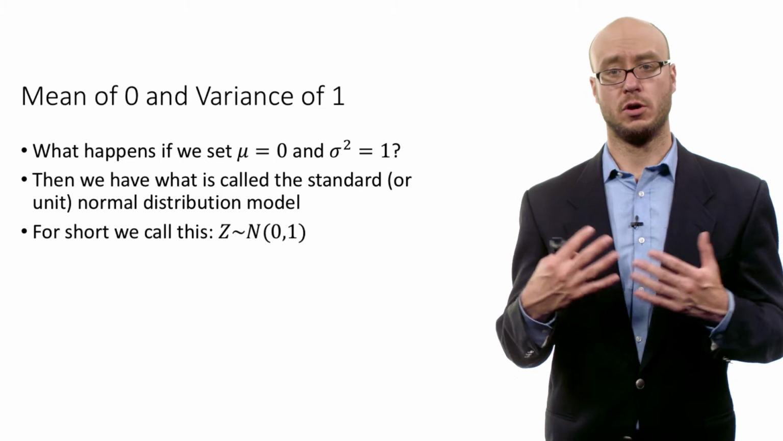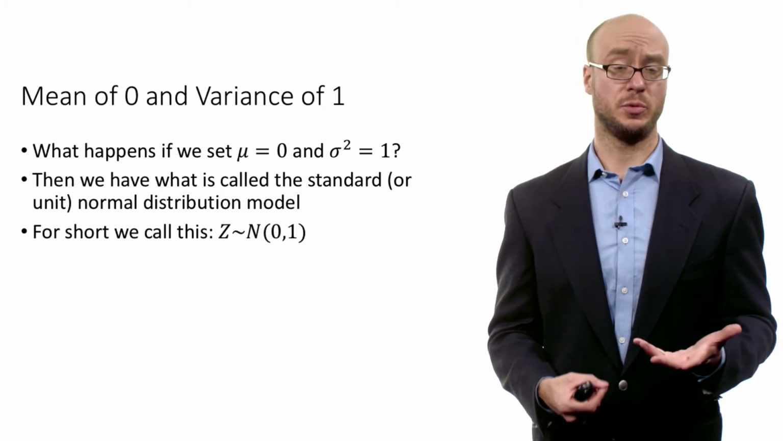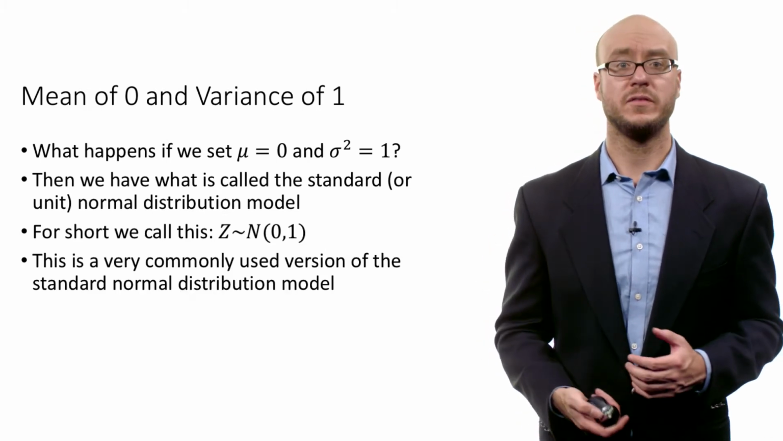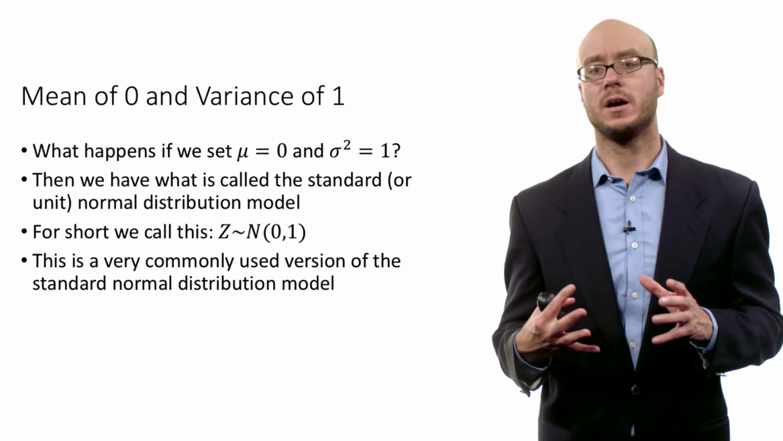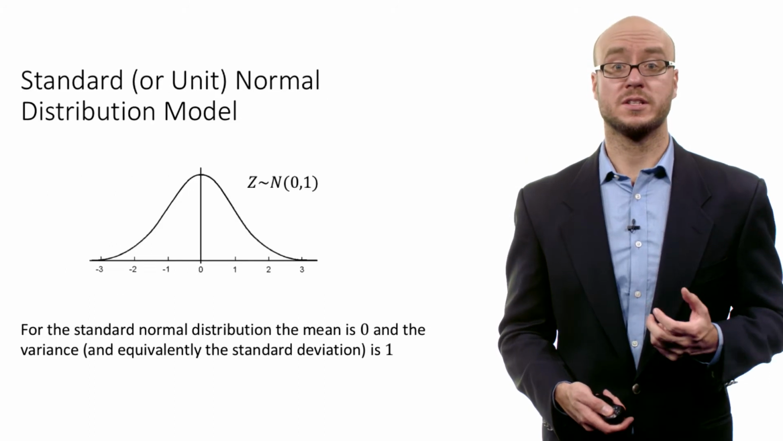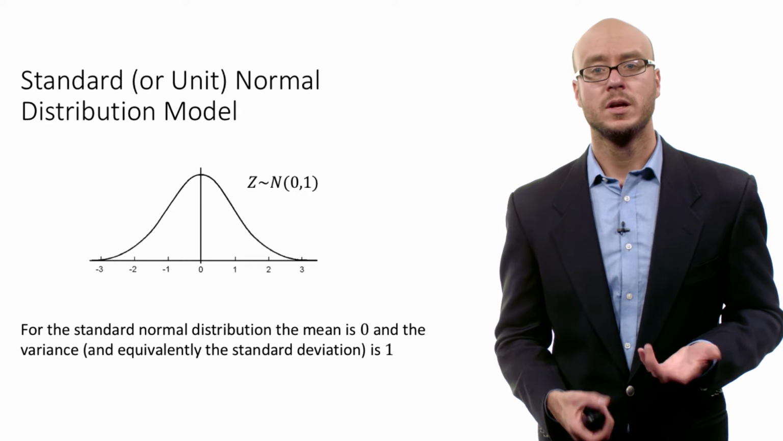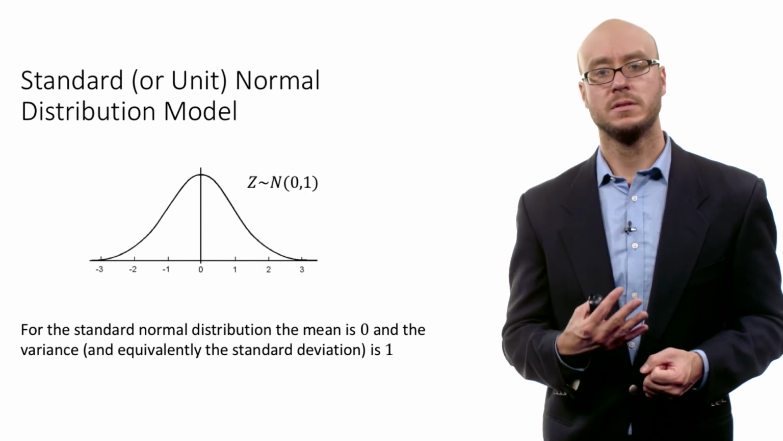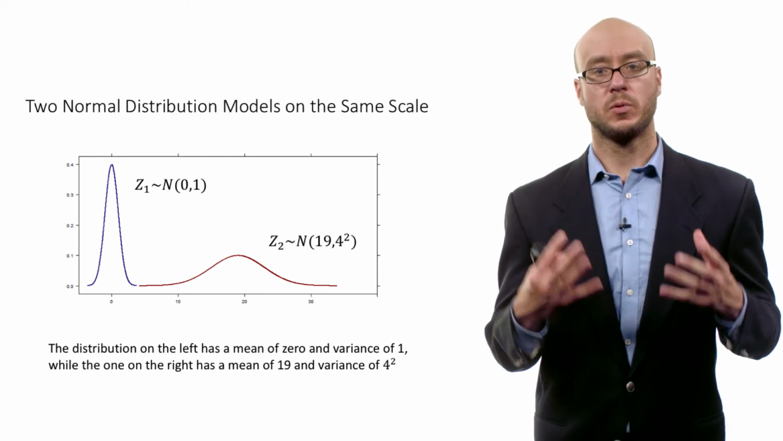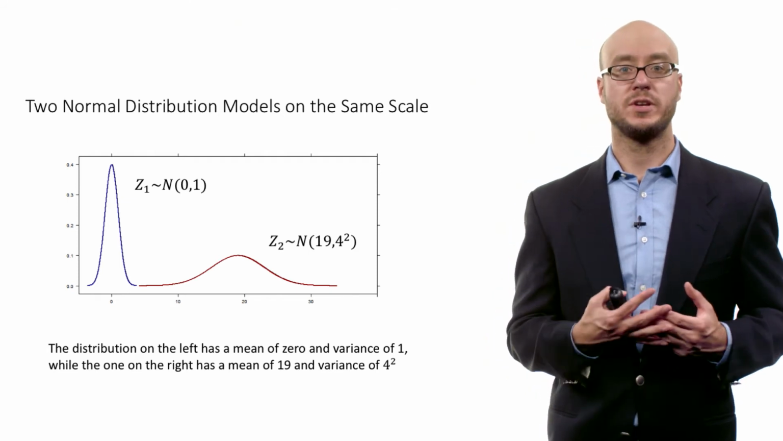For short, we usually call this a z. So we use the notation that z is distributed as a normal distribution model centered on 0 with a variance of 1, or standard deviation of 1. This is a very commonly used version of the normal distribution model, and we call it a standard normal distribution model. So the standard unit normal distribution model looks the same, but the important point is that the mean is 0 and the variance, and equivalently the standard deviation, is 1. Now the important point is that it is a kind of normal distribution model. It just has these two particular values.